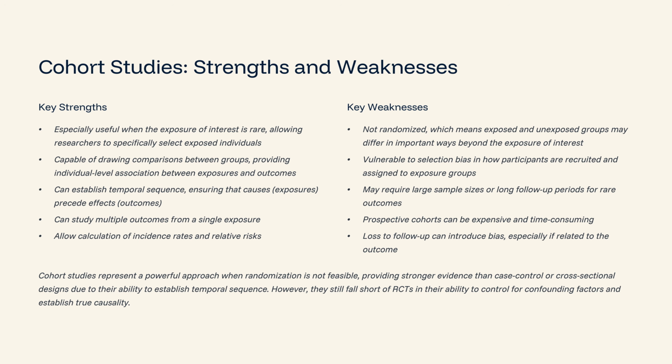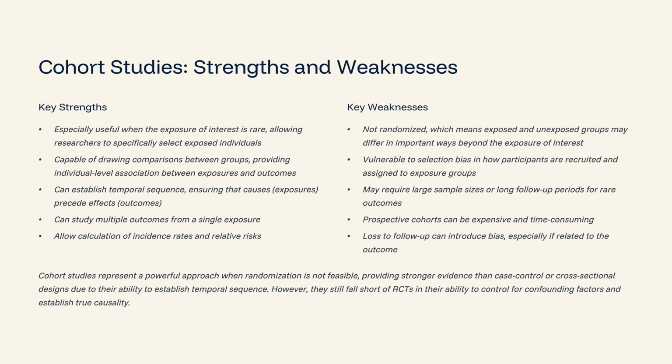Cohort studies are powerful because they have a few key strengths. Like, they're really useful when the exposure of interest is rare, okay, or something that is just unethical to be applied in a randomized controlled trial. You can also draw comparisons between groups, providing individual level associations between exposures and outcomes. You can establish that temporal sequence, okay, ensuring that the cause precedes the outcome. You could study multiple outcomes from a single exposure, which, as we talked about previously, may or may not be a strength, but here it's listed as a strength. And you can calculate things like incidence rates and relative risks.